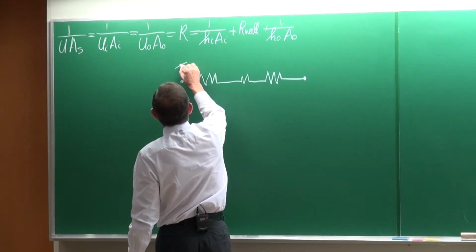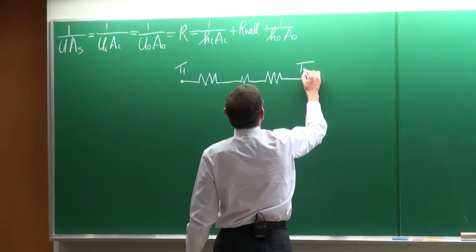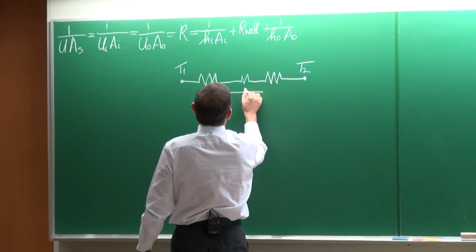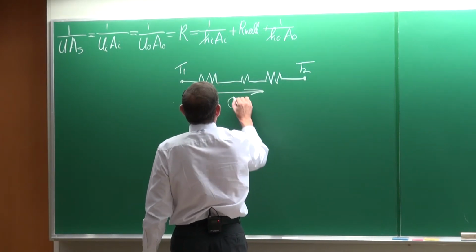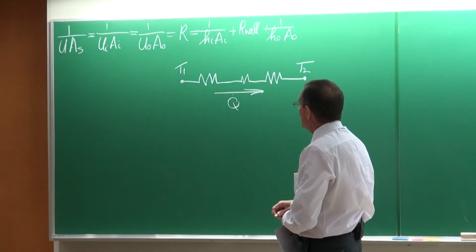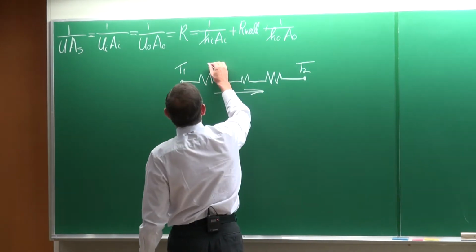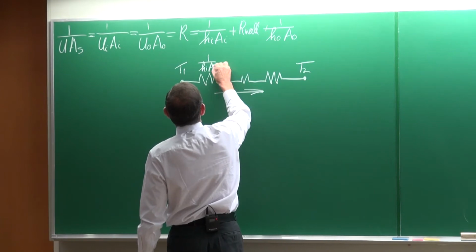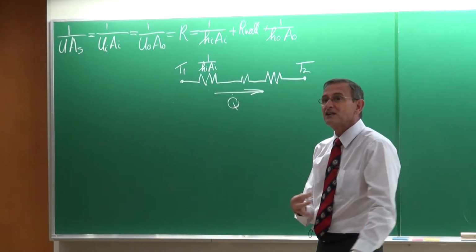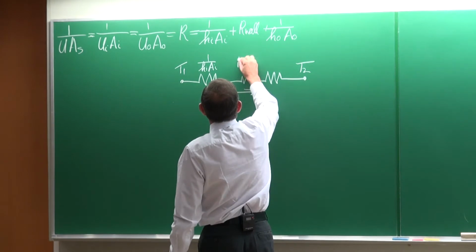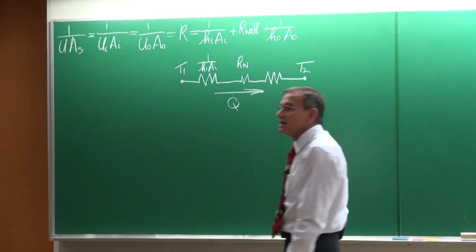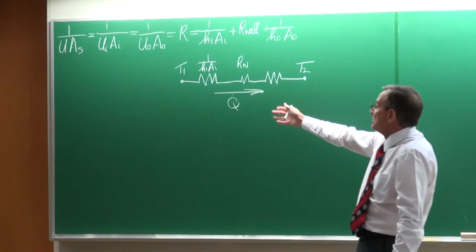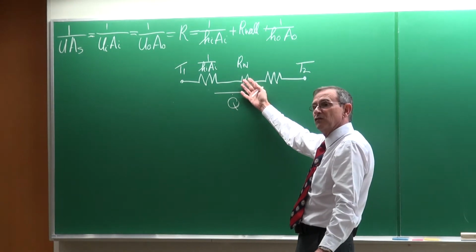There's a temperature difference T1 and T2. There will be a heat transfer rate in that direction. And this will be the resistance 1 divided by the heat transfer coefficient on the inside. So the convective stream on the inside, the resistance of the wall. The resistance of the wall can be written in terms of different formats.